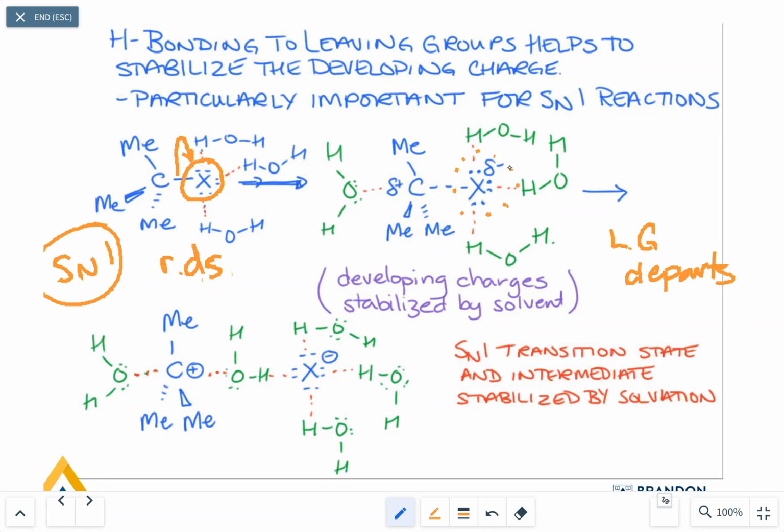Because there's a strong interaction between the anion and the solvent, the breaking of this bond can be stabilized. And so it's like the leaving group is getting help to leave.